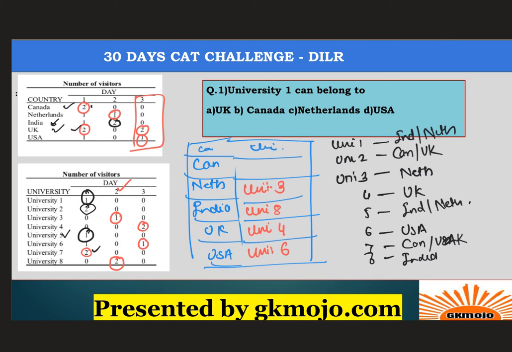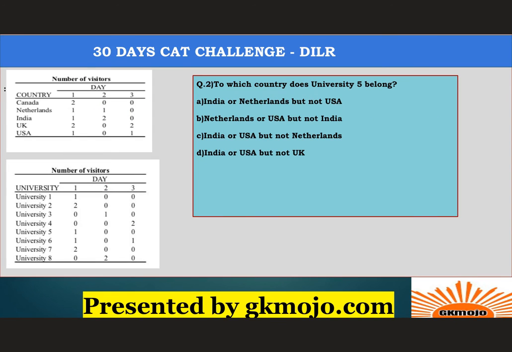Now it's pretty easy to solve the questions. University 1 can belong to India or Netherlands. So Netherlands is there in the options. C is the correct choice. So the next question, to which country does University 5 belong? India or Netherlands, but not USA. This is the correct answer. We already know from the table that we created, so no need to check the other options.